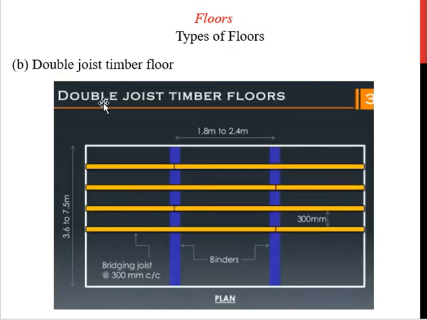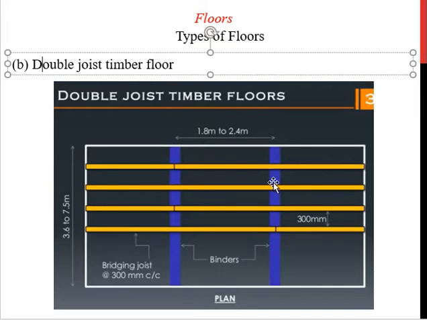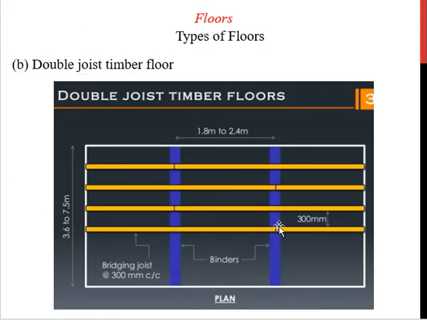But if we look into the double joist type of timber floor, this is one of the typical diagrams of the double joist type of floor. In this you can see that these blue colors are the binders, and the yellow colors are the joists, and the distance between two is taken to be 300 mm, and the span of this shorter duration is taken to be between 3.6 to 7.5 meter.